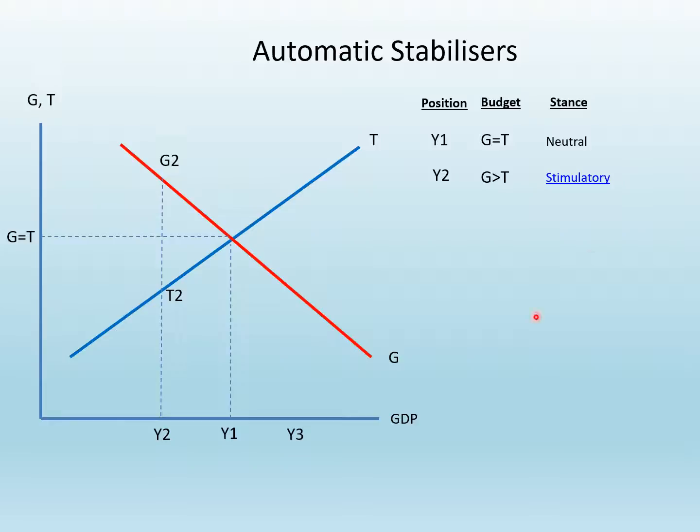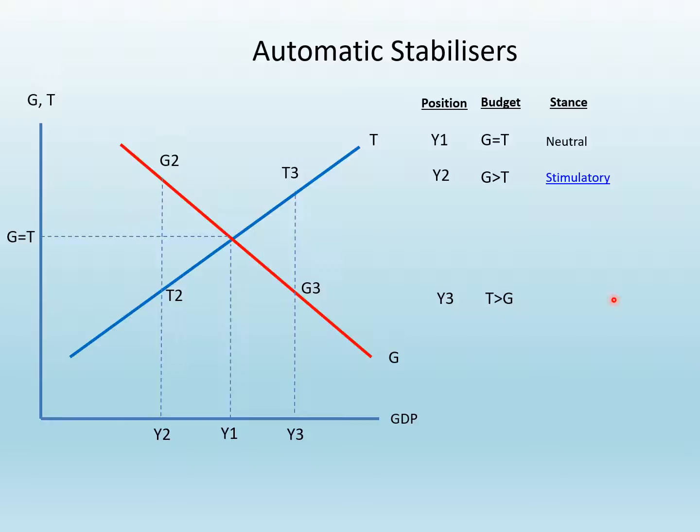Then the third situation that we can have is where income increases from Y1 to Y3, so the economy starts to grow. And the consequence, as you can see, is that unemployment declines, therefore benefits decline, therefore automatically government expenditure declines through to G3. And because the economy is growing and incomes are increasing, tax collections increase automatically to T3. In this case, T3 exceeds G3 and we have a government budget surplus.